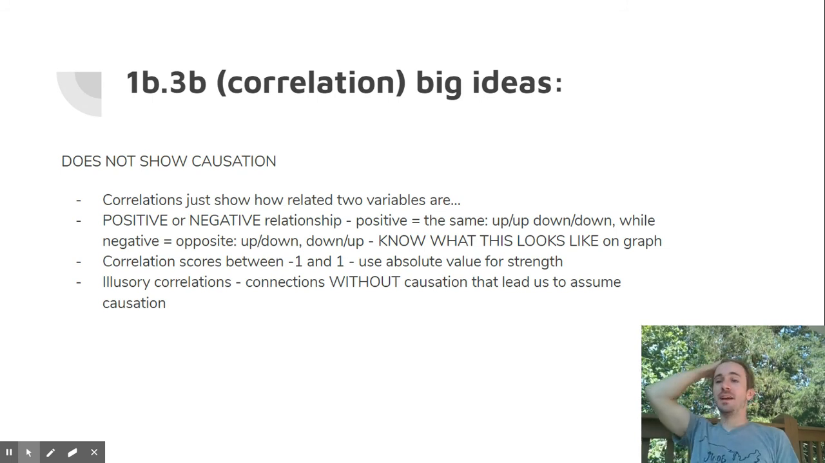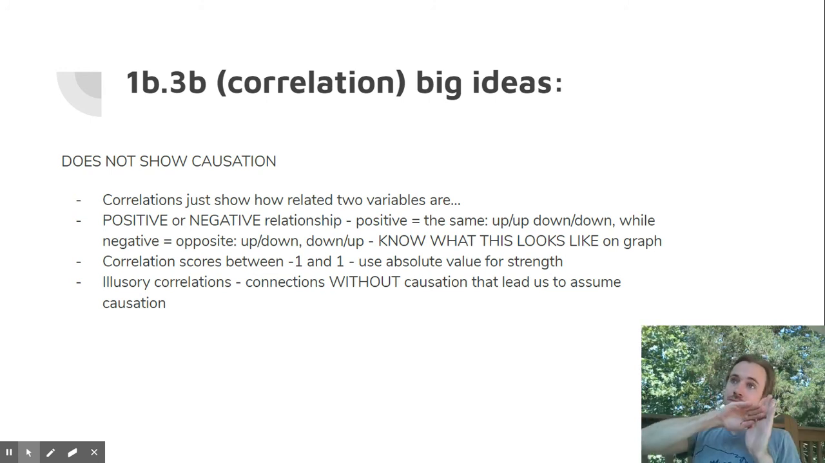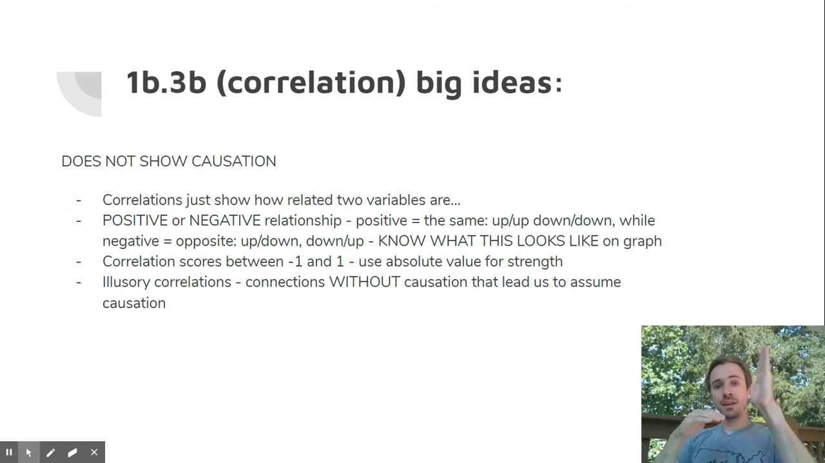Finally, big ideas of 1B.3 or correlational studies is that correlation shows a relationship between two variables, right? They're either positive or negative. Positive meaning both of those are going up at the same time. Negative meaning that as one goes up, the other goes down, right? So you've got to remember what that looks like on a graph. You've got to be able to pick that out, or even in some cases map it out yourself.